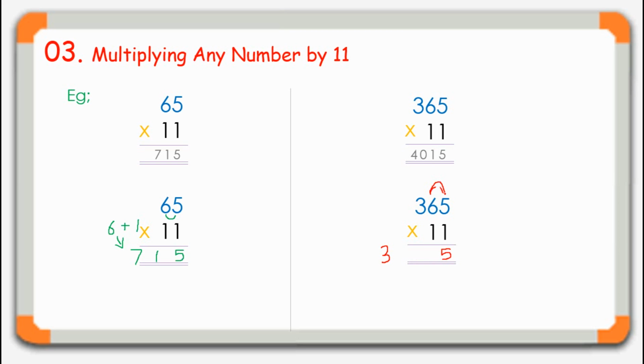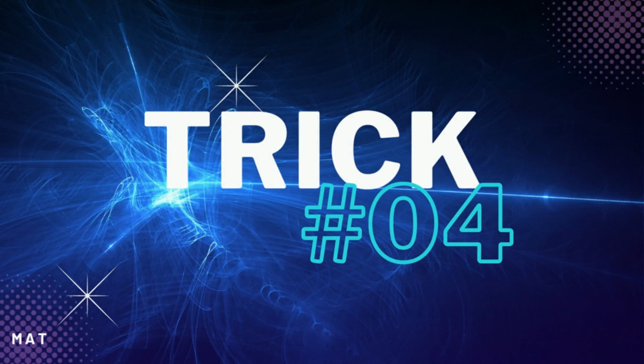So 6 plus 5 gives you 11. So you put 1 here and 1 here. And when you add 3 plus 6, you get 9. And 9 with this 1, you get 10. So you put 0 here and you put 1 above this 3. If you add 3 plus 1, you get 4. So there the answer comes as 4015. That's how you multiply any given number by 11.